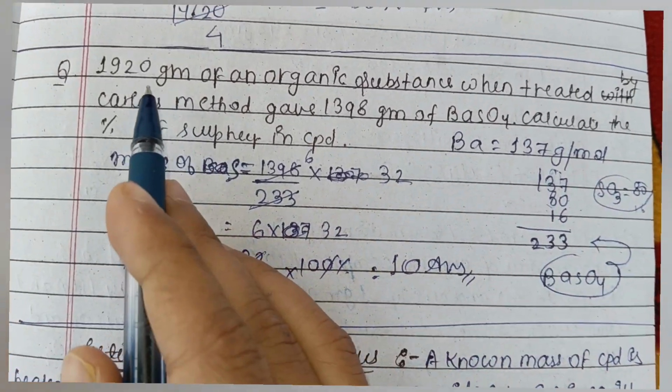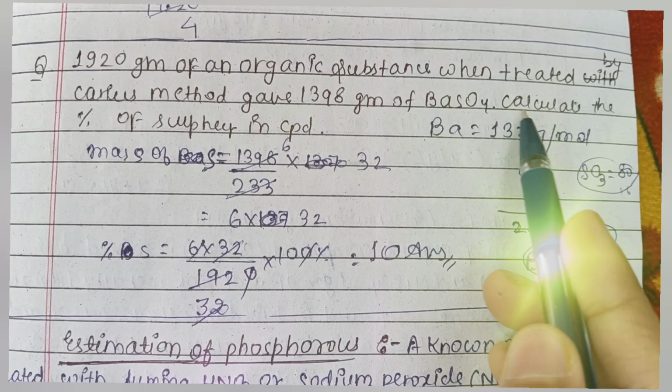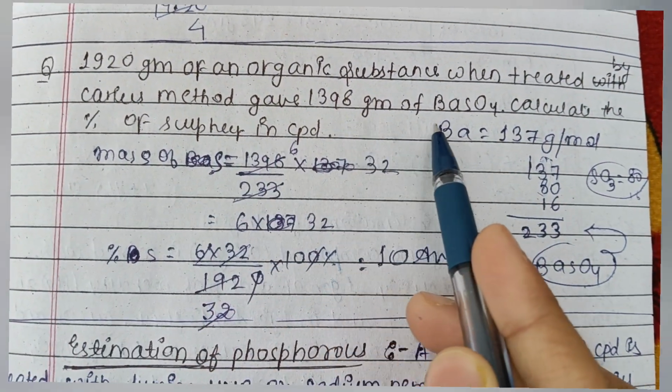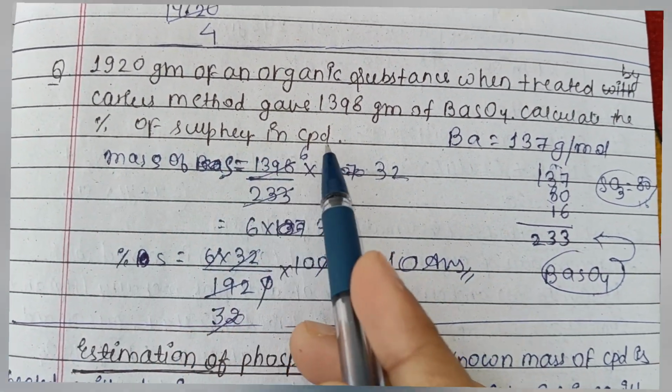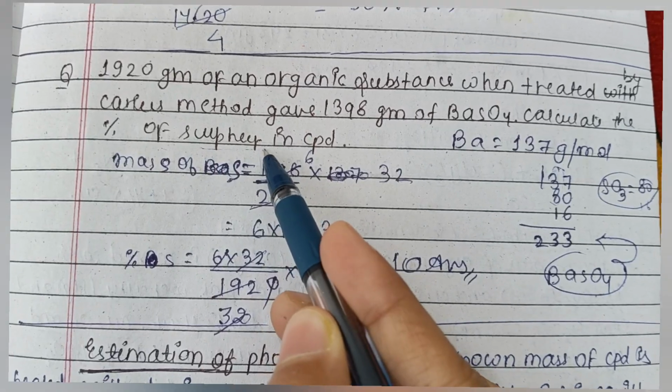For example, here is a question. 1920 gram of an organic compound when treated by Carius method gave 1398 gram of BaSO4. Calculate the percentage of sulfur in compound. We have to estimate the percentage of sulfur in the compound.